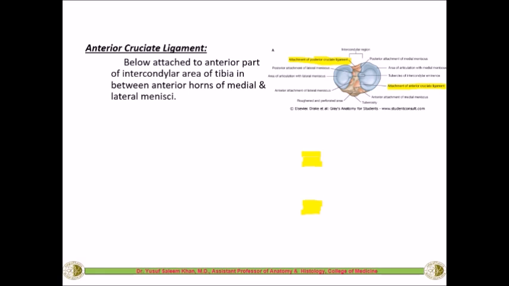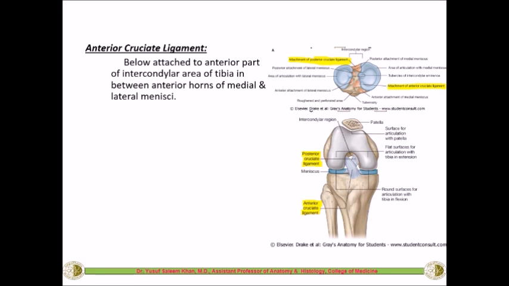Below, it is attached to the anterior part of the intercondylar area of the tibia, in between the anterior horns of the medial and lateral meniscus. If you can see here, these are the two horns of the medial as well as lateral meniscus, and between them will be the attachment of the anterior cruciate ligament. In this picture again, the two condyles are here, and in between is the anterior cruciate ligament.